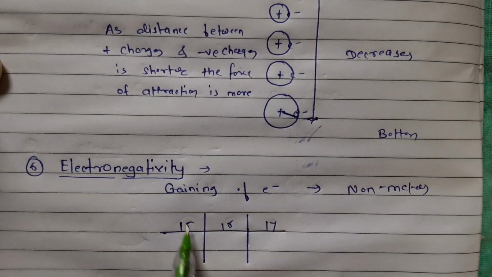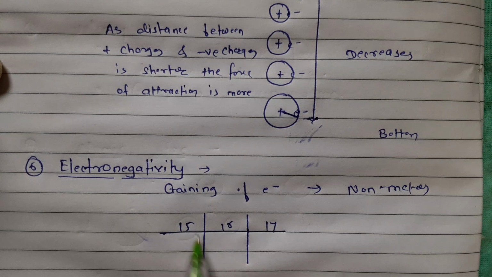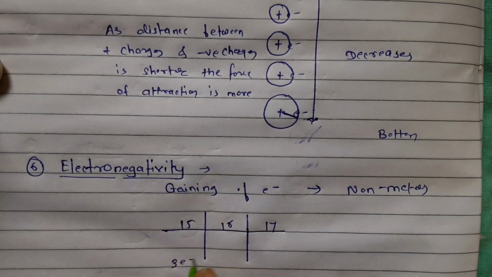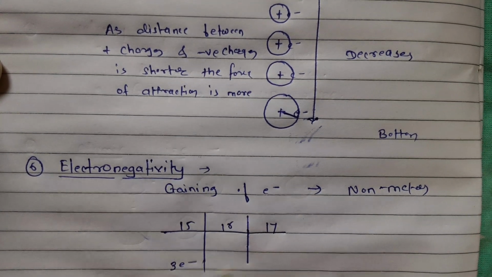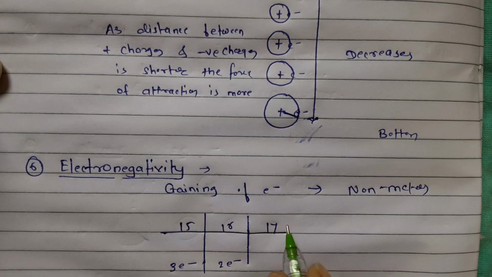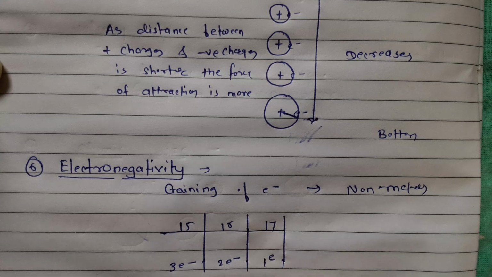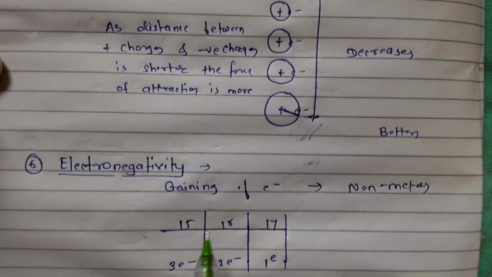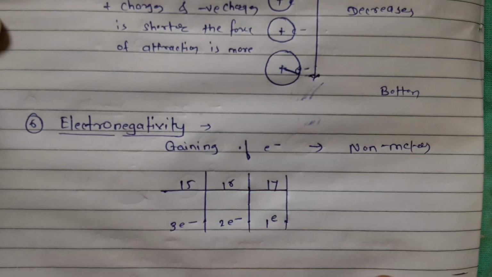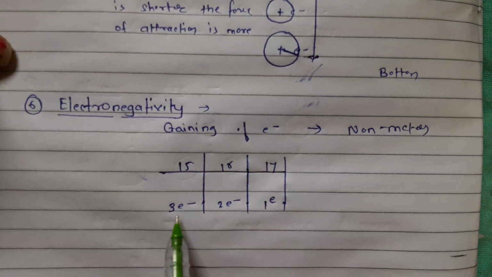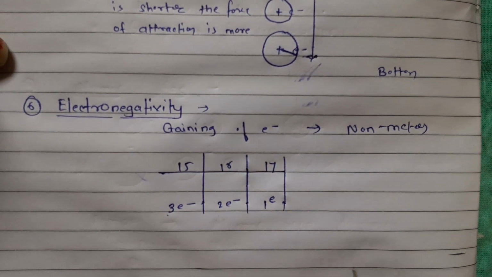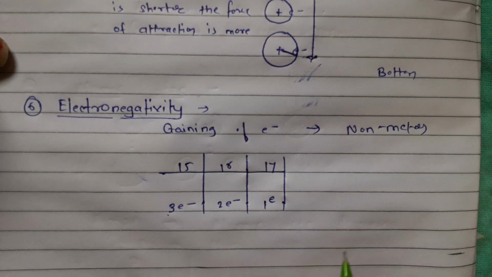In order to complete the octet, all the elements of group 15 accept 3 electrons, all the elements of group 16 accept 2 electrons and all the elements of group 17 accept 1 electron, as they have 5, 6 and 7 electrons in their last shell. So they require this many electrons to complete their octet. Okay, so it is very simple to understand.